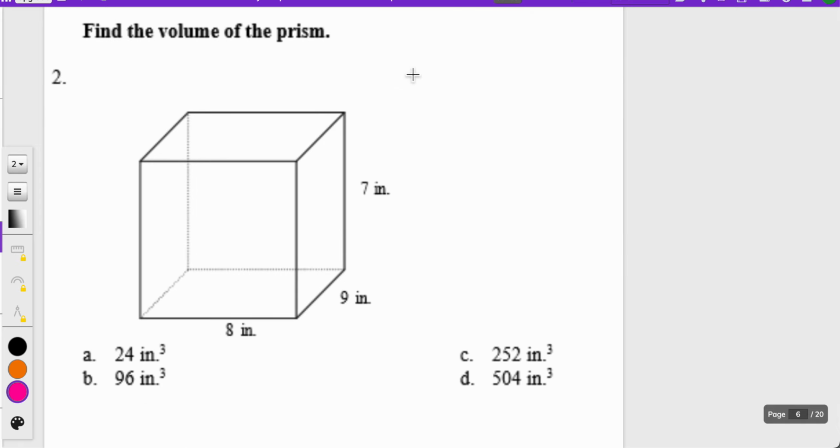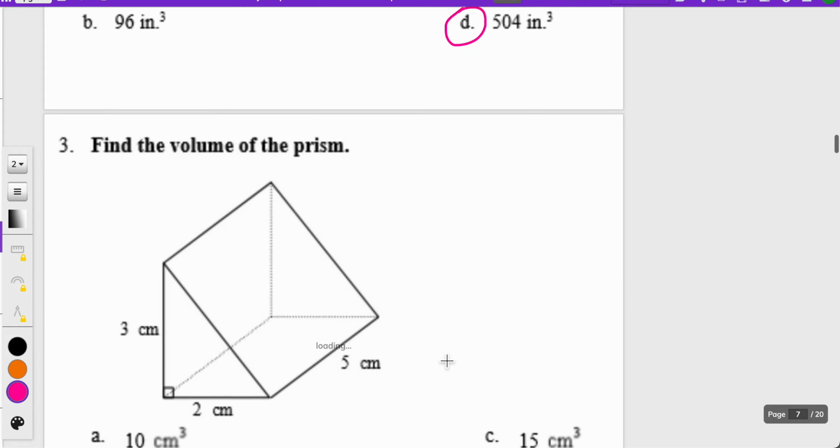Number 2, another rectangular prism, so length times width times height again, so 8 times 9 times 7, and we're going to get 504 cubic inches, letter D.